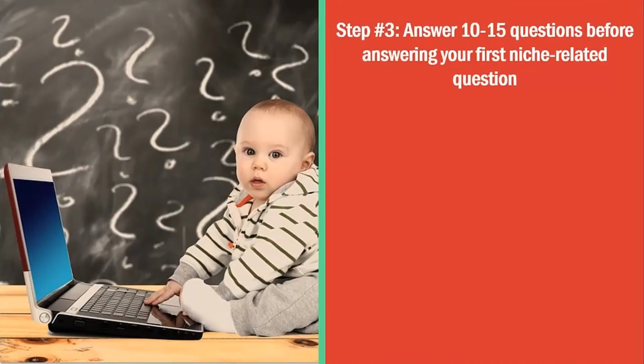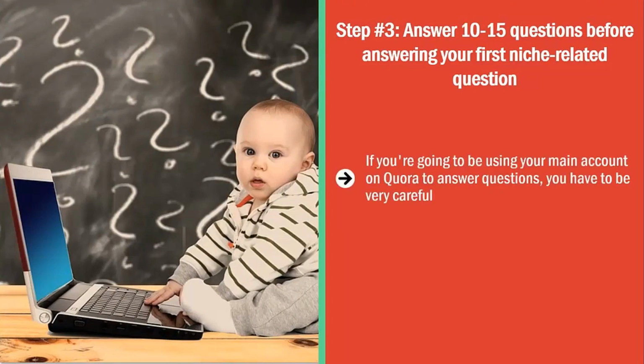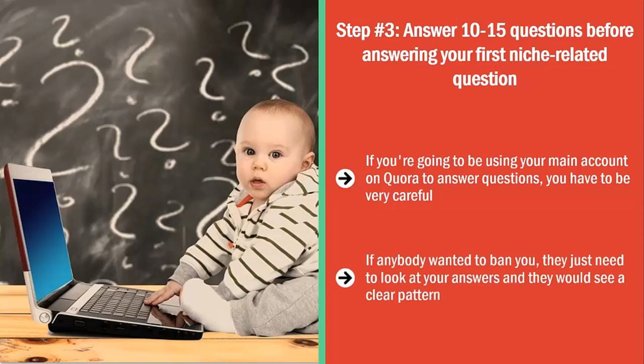Step number 3, answer 10 to 15 questions before answering your first niche-related question. If you're going to be using your main account on Quora to answer questions, you have to be very careful. You can't just answer all questions that are directly related to your niche and forget about everything else. If anybody wanted to ban you, they just need to look at your answers and they would see a clear pattern. It's obvious that you were just answering only a certain type of question and dropping your link all over the place. That's a dead giveaway. Don't do that. Instead, answer 10 to 15 questions across a wide range of topics before answering a question that is directly related to your niche.